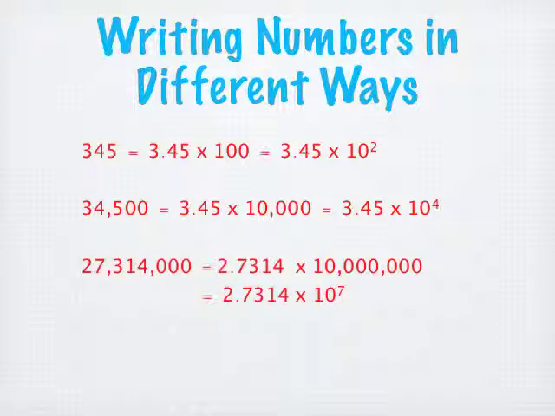Okay, if I had 27,314,000, I want the decimal point between the 2 and the 7. So I'd have to move it in front of the first group of zeros, that moves it 3 times. In front of the 314, that moves it 6 times, and then move it one more time, so I'm moving the decimal point 7 times. So it's 2.7314 times 10 to the 7th.